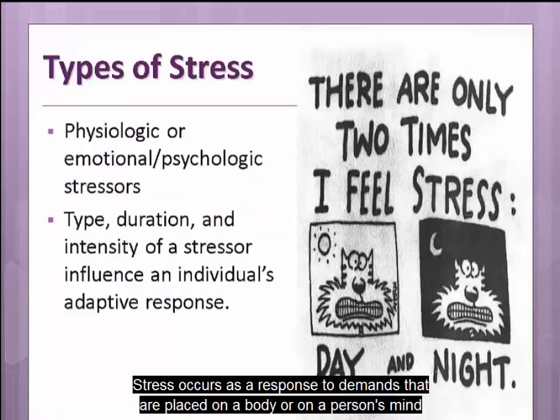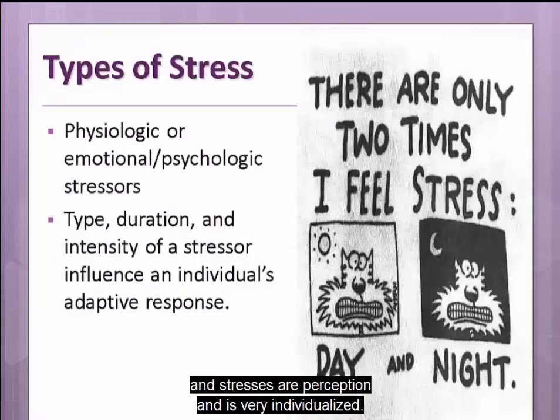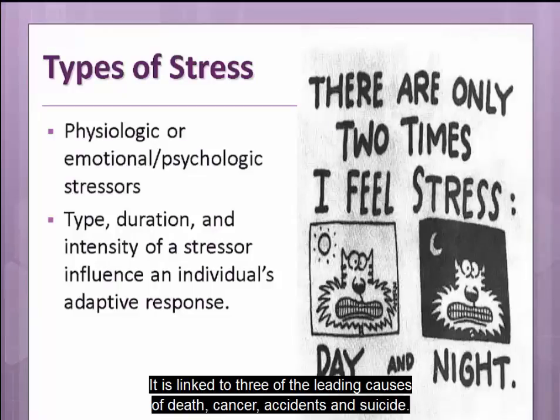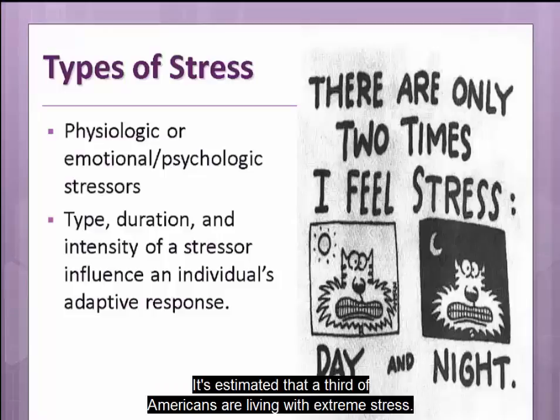Stress occurs as a response to demands that are placed on a body or on a person's mind, and stress is a perception and is very individualized. It is linked to 3 of the leading causes of death: cancer, accidents, and suicide. It's estimated that 1/3 of Americans are living with extreme stress.